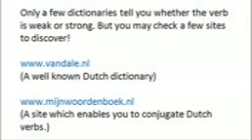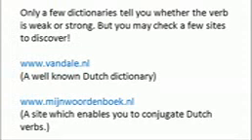Also, on the internet lots of resources are available to check whether a particular verb is strong or weak. If you really don't know whether a verb is strong or weak, then conjugate it like it is weak. A Dutchman will certainly understand you then and most likely correct you. Only a few dictionaries tell you whether the verb is weak or strong, but you may check a few sites to discover.